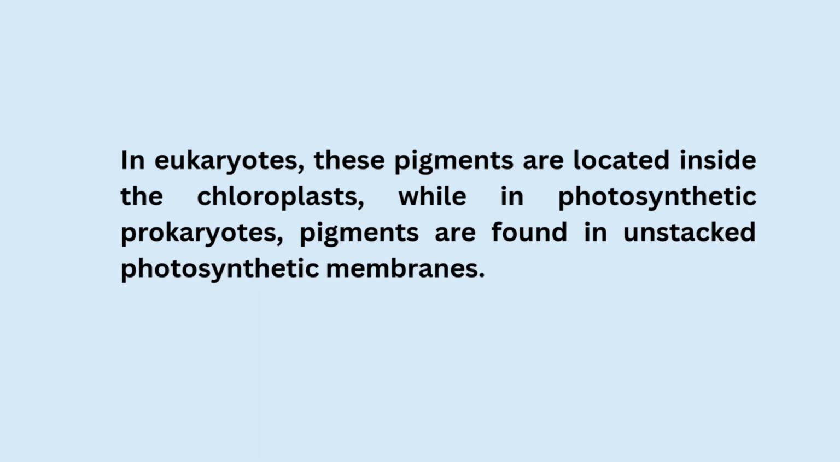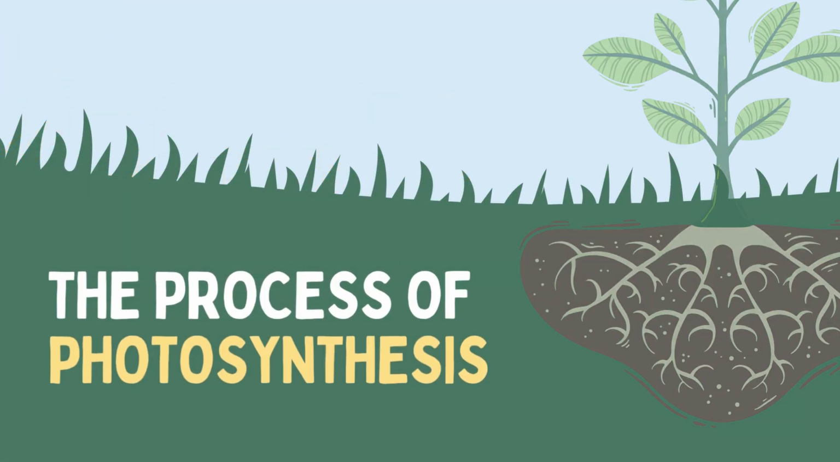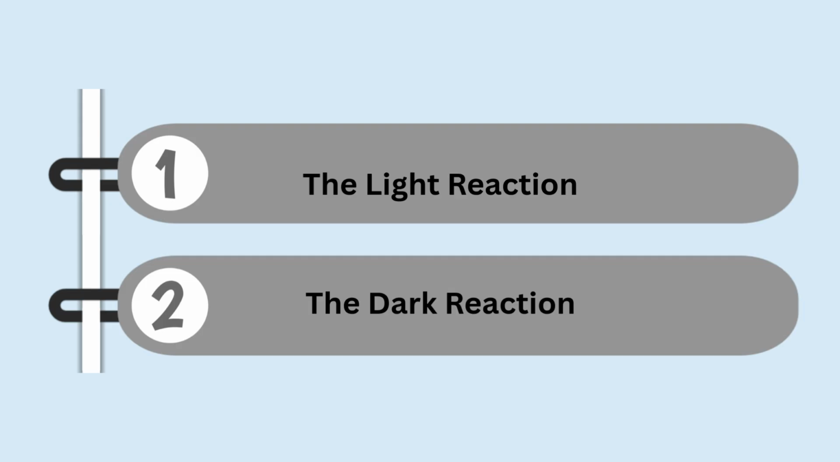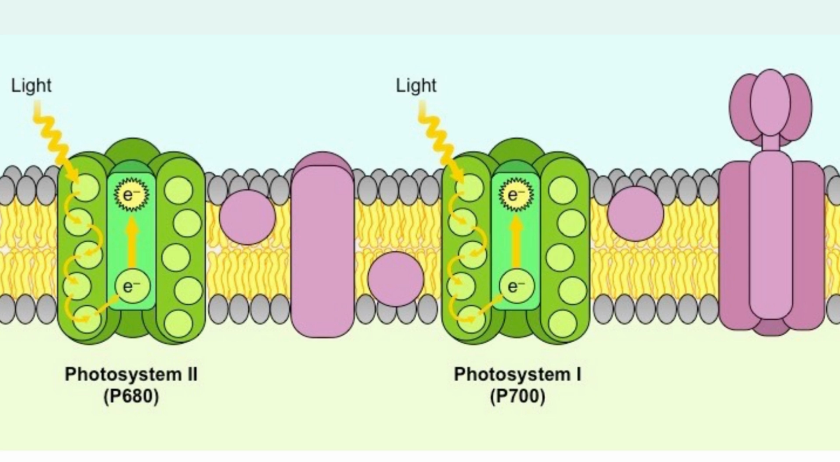Now let's look at the actual process of photosynthesis. It has two stages, the light reaction and the dark reaction. The light reactions occur in the grana of the chloroplast. Here, pigments are organized into clusters called photosystems. And these photosystems are the actual working units that capture sunlight.